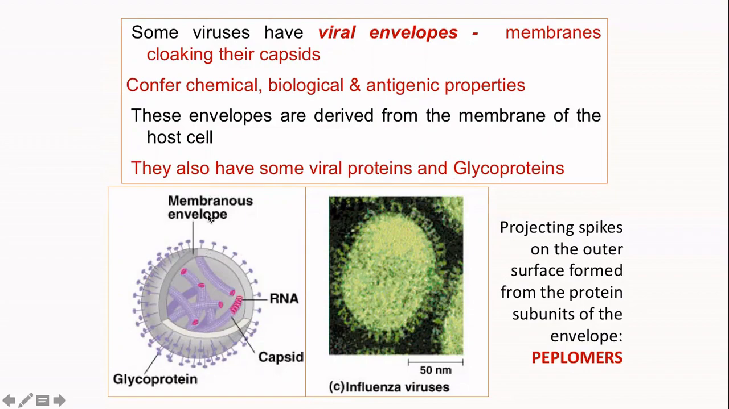You can see here an example of an enveloped virus. The pink thing that you are seeing here is the nucleic acid. Then you can see a lilac purple colored thing, that is the protein coat. And this gray thing with the purple pins is the membranous envelope, and the pins are nothing but the glycoproteins, the projecting spikes. Okay, so this is an influenza virus.